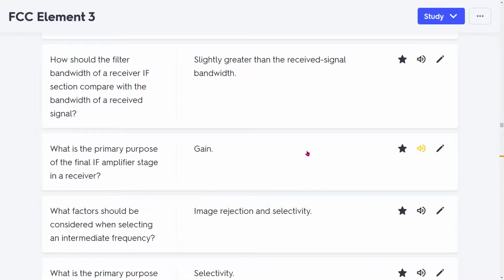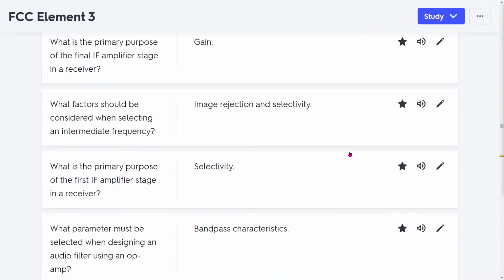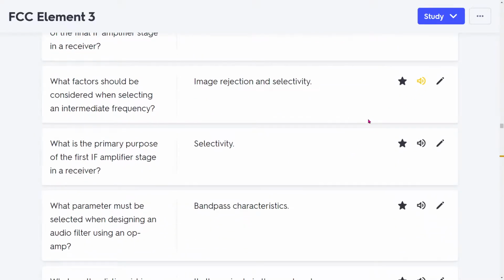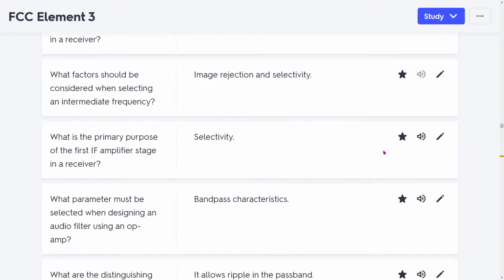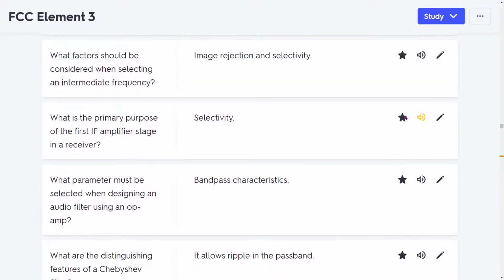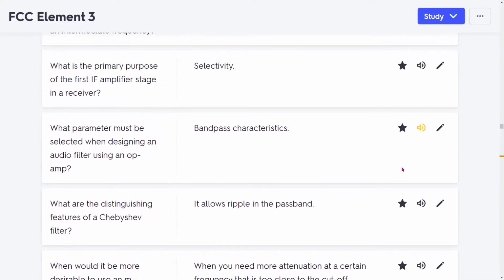What is the primary purpose of the final IF amplifier stage in a receiver? Gain. What factors should be considered when selecting an intermediate frequency? Image rejection and selectivity. What is the primary purpose of the first IF amplifier stage in a receiver? Selectivity.